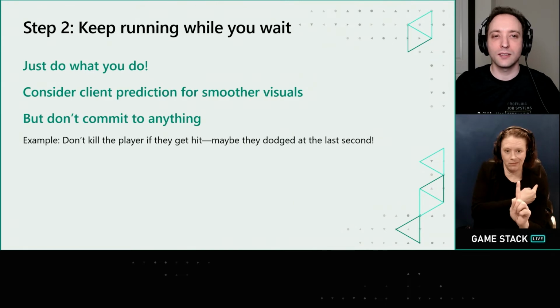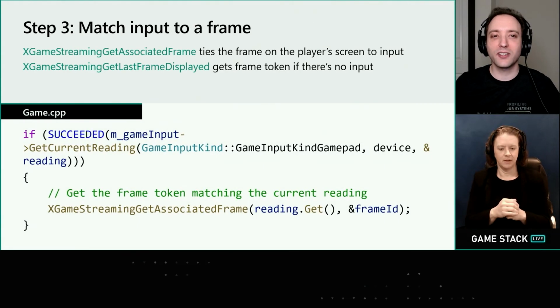Okay, step 3. Let's match the input to a frame. Here we're using XGameStreaming GetAssociatedFrame, which ties the frame on the player's screen to the input that you just got. You could also use XGameStreaming GetLastFrameDisplayed to get a frame token for the most recent one if there's no input. We'll show a scenario for that later.